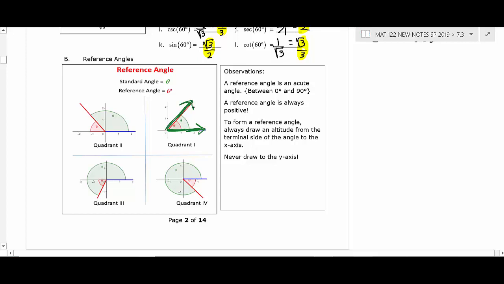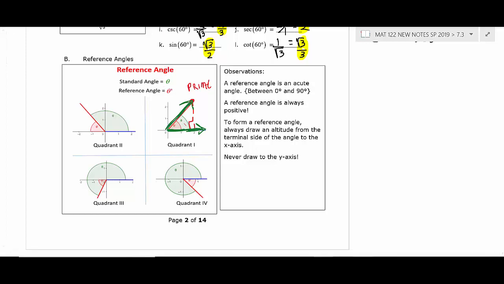Well, what a reference angle really is, what you always do, is take the terminal ray and drop it straight down to the x-axis. And then this angle here is the reference angle. They're going to represent it in this diagram by theta prime. They're just saying theta is the original angle, the reference angle is theta prime. So in this case, if you're in quadrant 1, you're going to have the same angle.